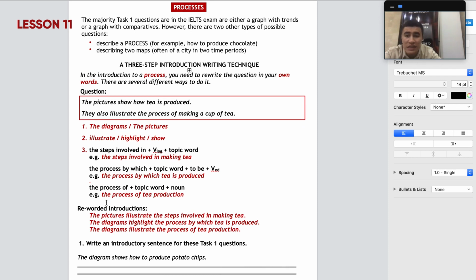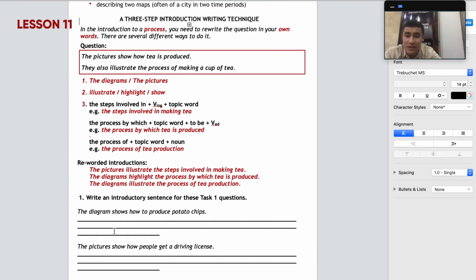So consider these reworded introductions. The pictures illustrate the steps involved in making tea, or the diagrams highlight the process by which tea is produced. The diagrams illustrate the process of tea production.